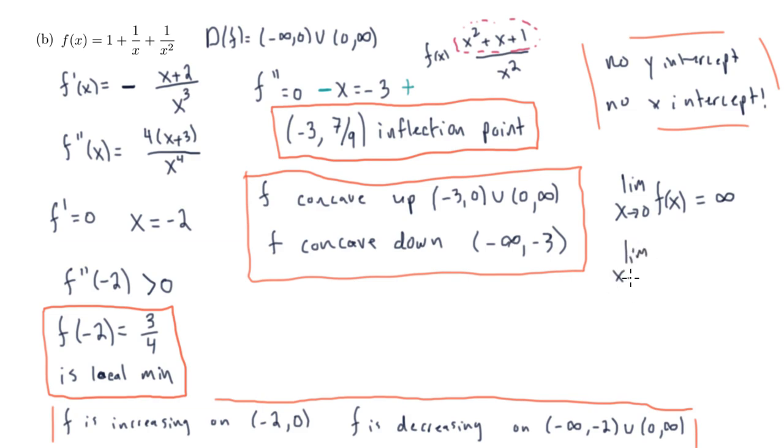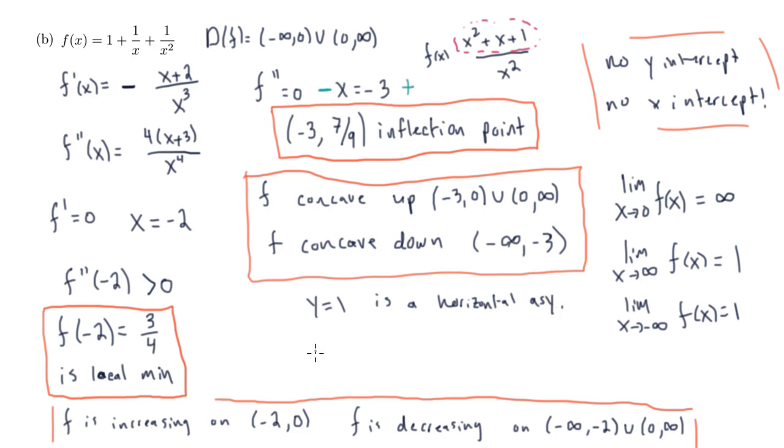Then the limit as x goes to infinity. Okay, this is just an application of, we won't justify it, but remember, this is a rational function, so the degree of the numerator equals the degree of the denominator, so we have a horizontal asymptote at the ratio of the leading coefficients. So same thing for minus infinity. Okay, so what does that mean? Well, it means y equals 1 is a horizontal asymptote. And then x equals 0 is a vertical asymptote.